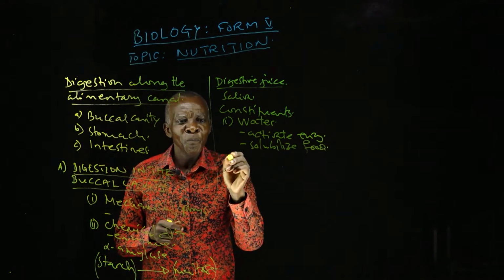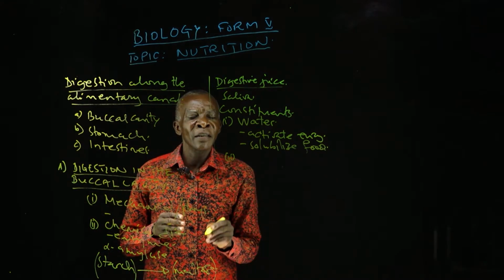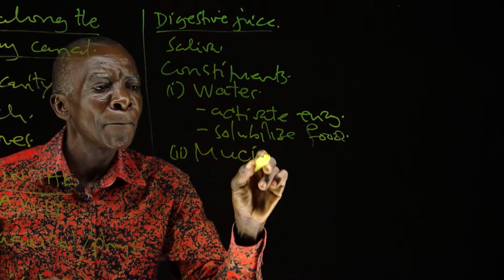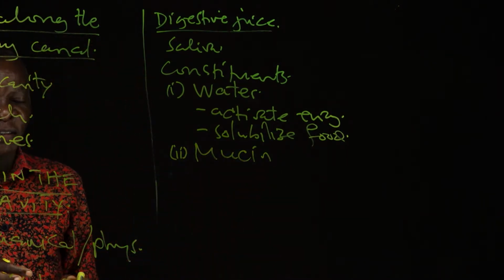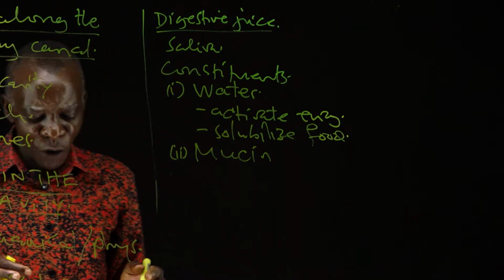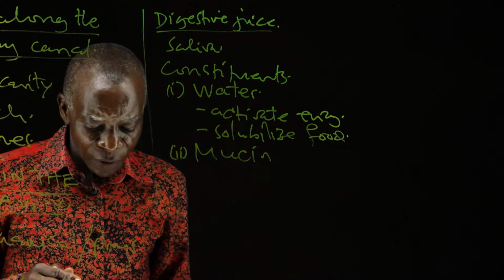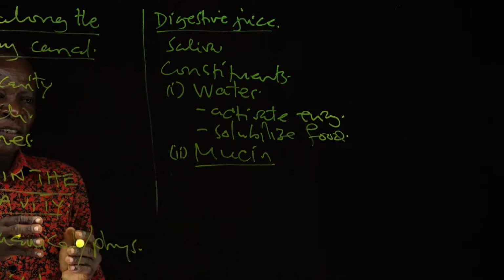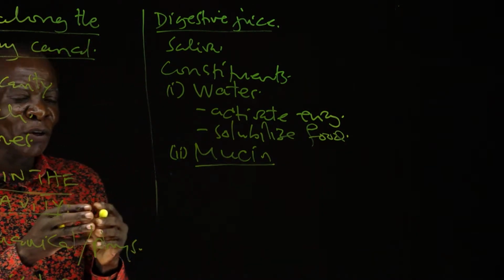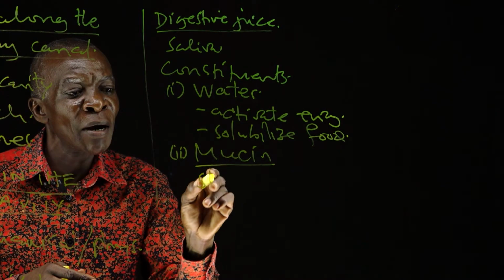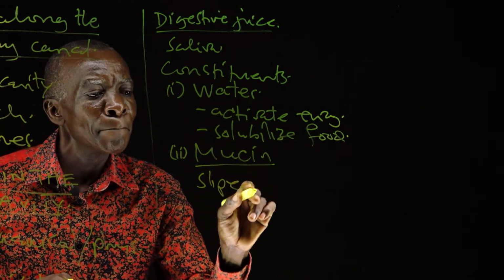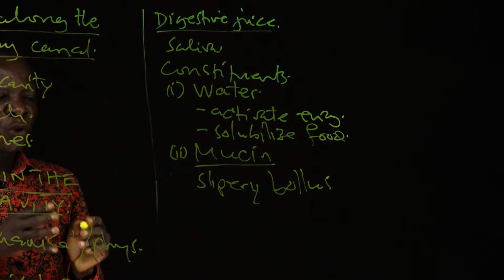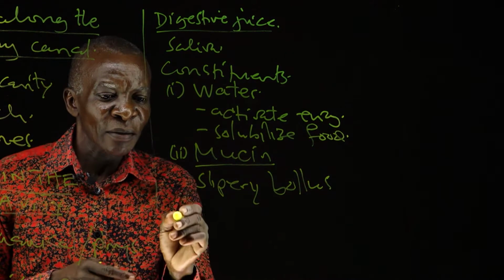Apart from water, the saliva also contains mucin. This is a sort of mucus whose role, together with water, is to condition the food into a slippery bolus for easy swallowing.